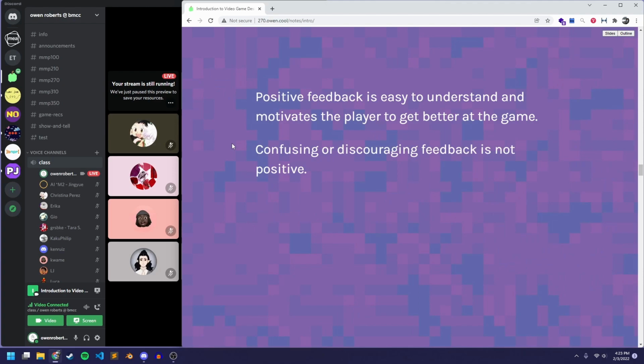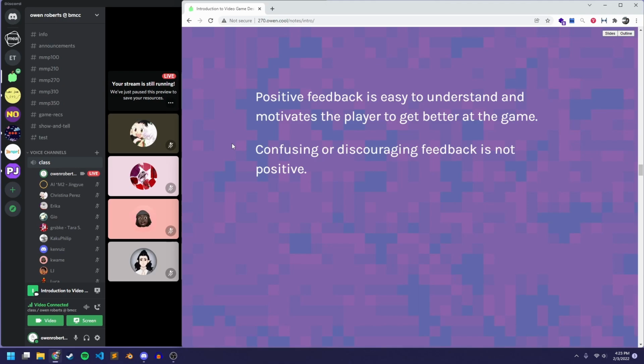So the opposite of positive feedback is negative feedback, or confusing or discouraging feedback. For example, and we'll look at some examples of games that play with this concept that kind of blur the lines between positive and negative feedback a little bit. If there's a glitch in a game, for example, and your character disappears behind a wall and you can't see them anymore for some reason, that would obviously not be positive feedback or negative feedback.